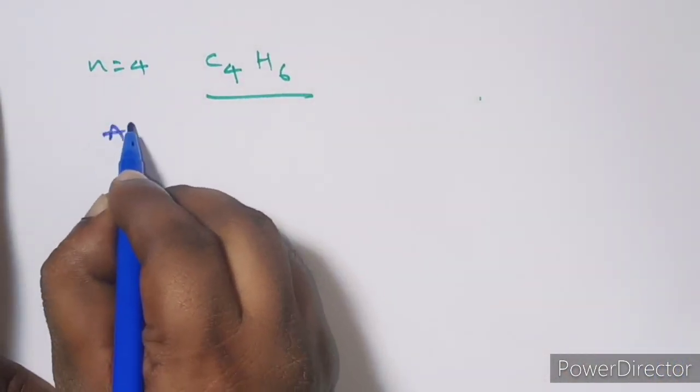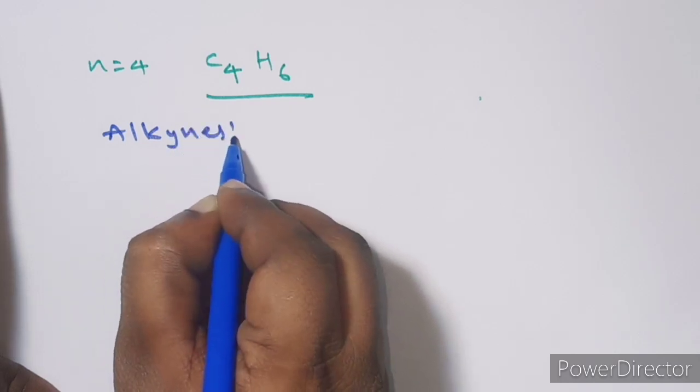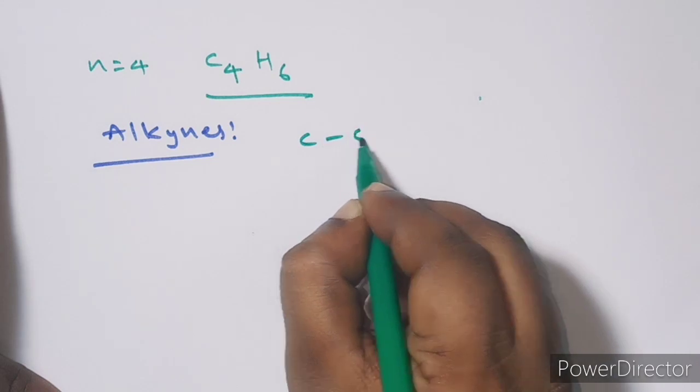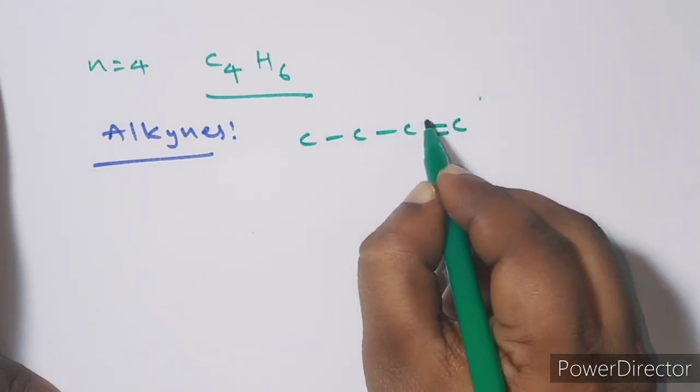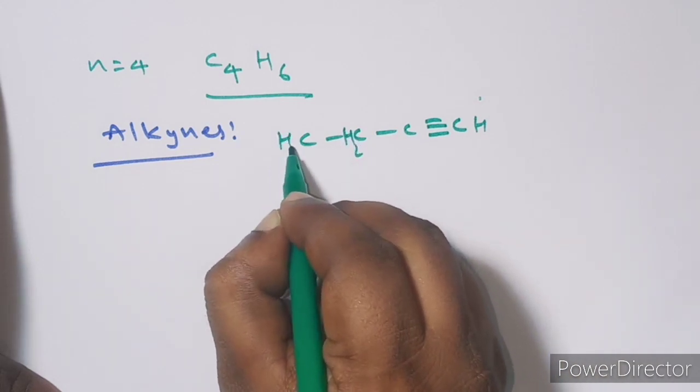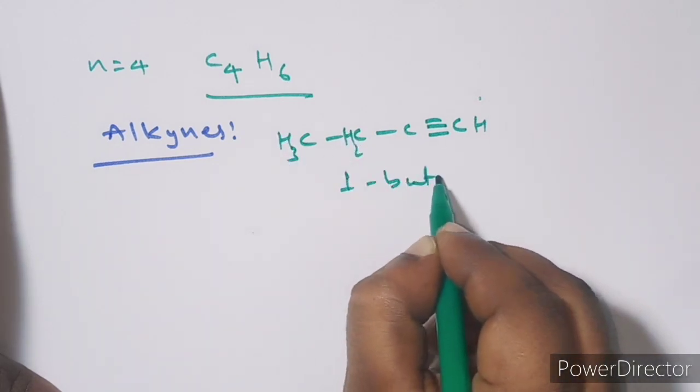First, let us write the possible alkynes. How many alkynes can we write? Four carbons are there now. So write the four carbon chain, 1, 2, 3, 4, and write the triple bond. Complete the tetravalency here, and you can write this molecule. This is called 1-butyne.